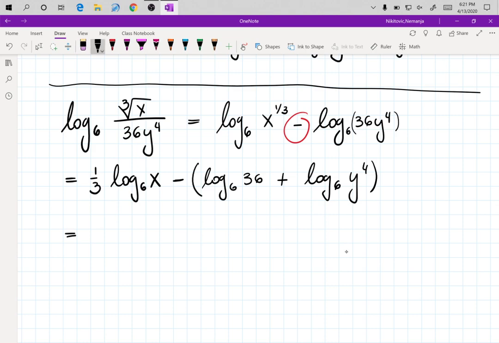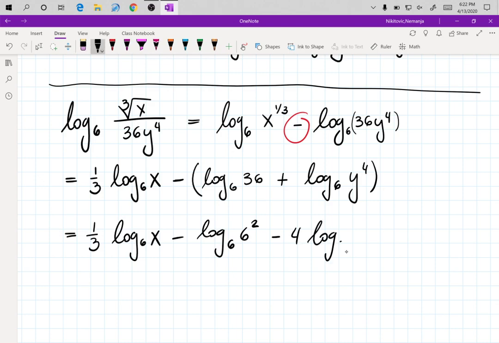And there is a very simple thing that you can remember. So let's write this log 6 of x minus log 6. Remember that we can write this as a 6 squared. If you can find the same base, that's awesome. And then kick the 4 out. Oh, I forgot to distribute minus. Wow. Minus 4 log 6 of y.